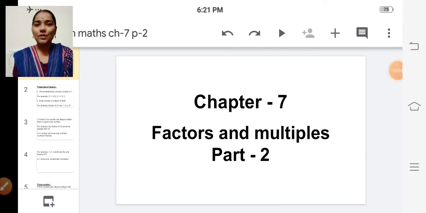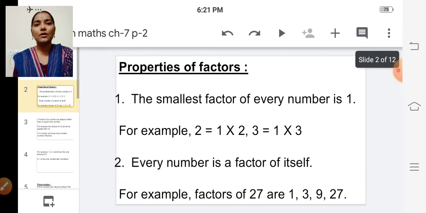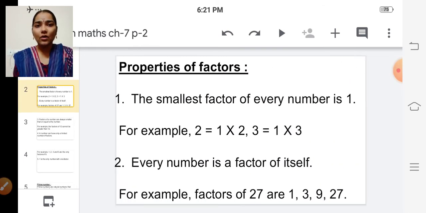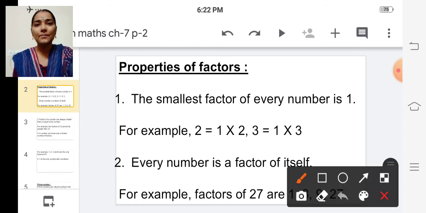So, today we continue with chapter number 7, factors and multiples. Today we are going to see properties of factors. The smallest factor of every number is 1, isn't it? So, we can write any number as a product of 1 and the number itself, isn't it?